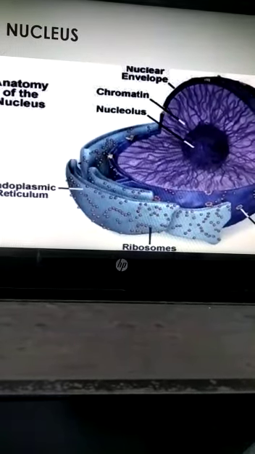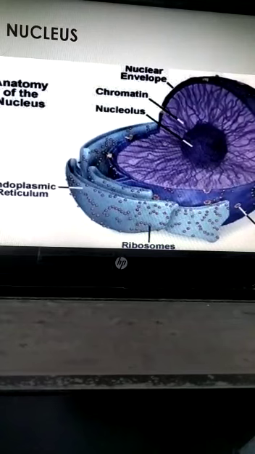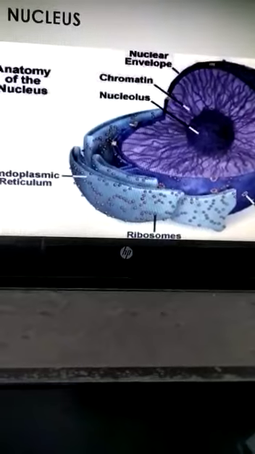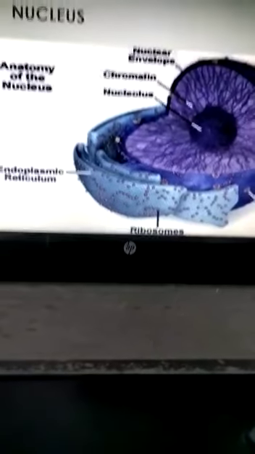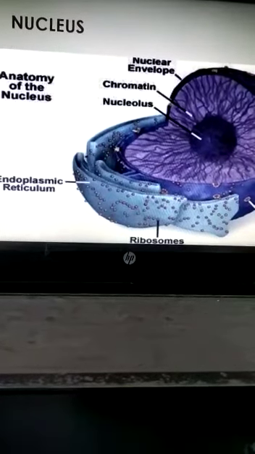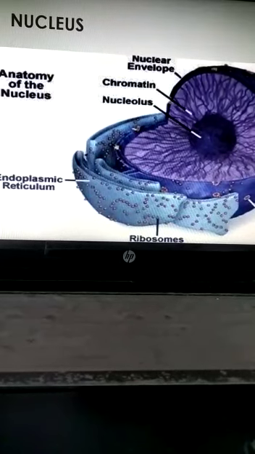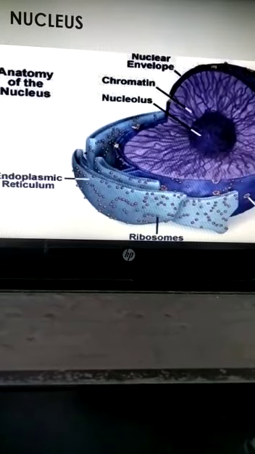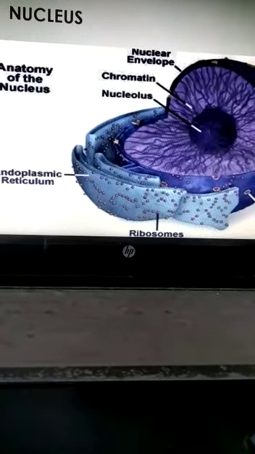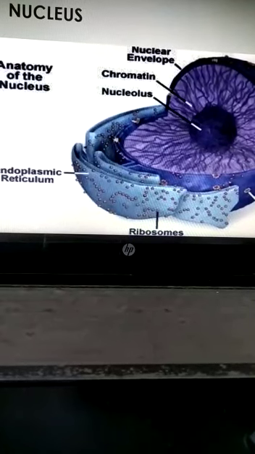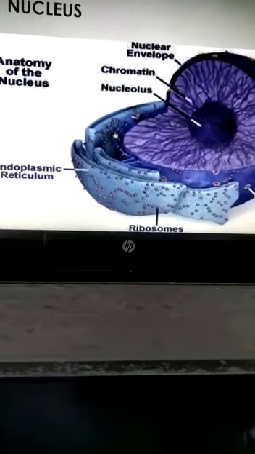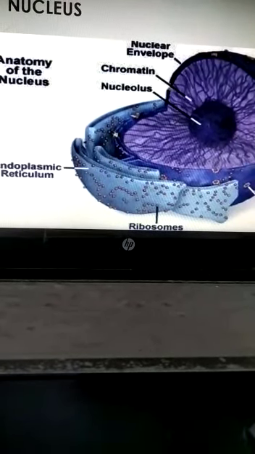Next is the nucleoplasm. It is the colorless cytoplasm within the nuclear membrane in which chromatin and nucleoli are suspended. Nucleolus. It is the dense spherical granular structure found inside the nucleus. Nucleolus is not bounded by a membrane. It is rich in proteins and RNA. Basically, nucleolus is the site of ribosome formation.